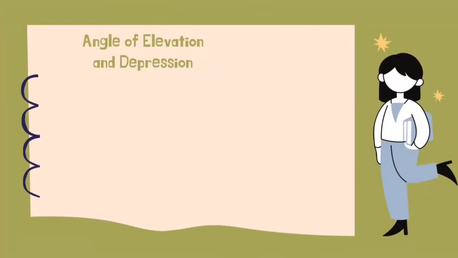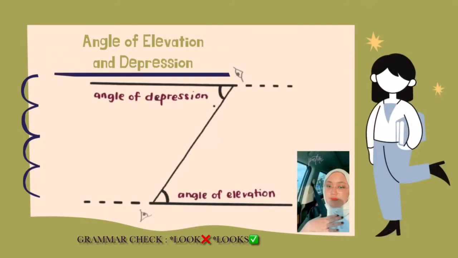Today we are going to study about angle of elevation and depression. For this subtopic, you should already know the basic concept, which is when someone at the highest place looks down, it means there is angle of depression. Another situation is when someone at the bottom looks up, it means there is angle of elevation. You can refer to the picture for more understanding.